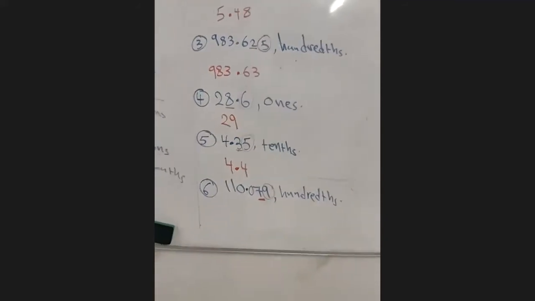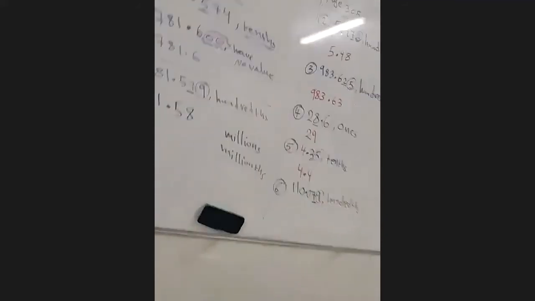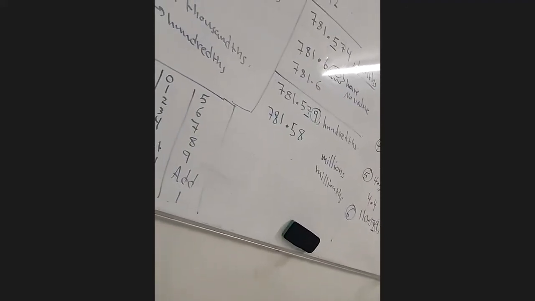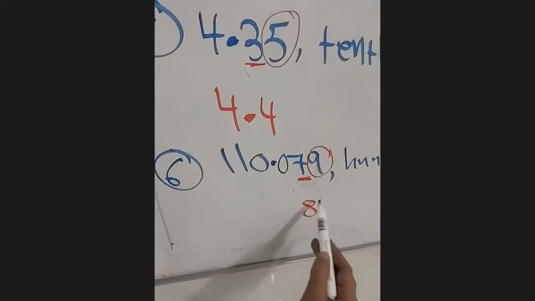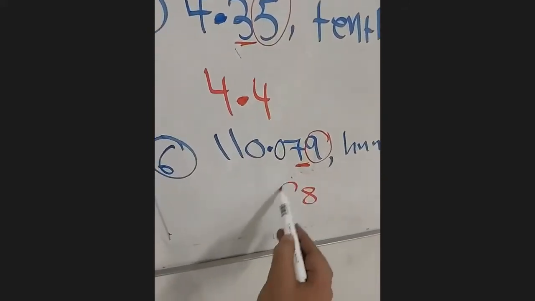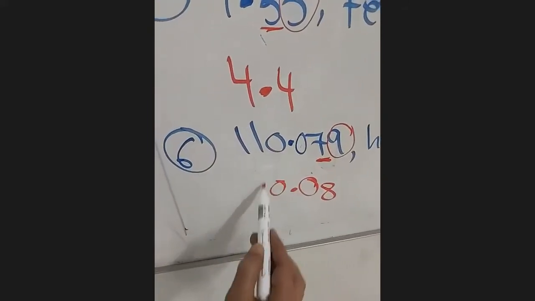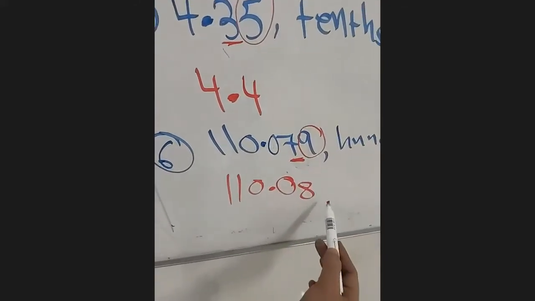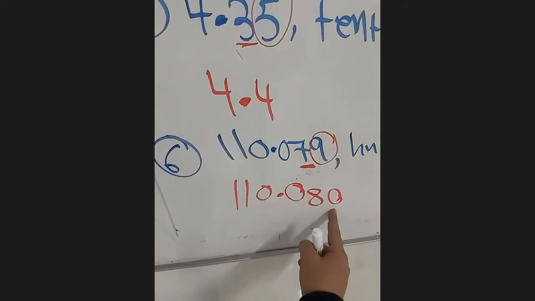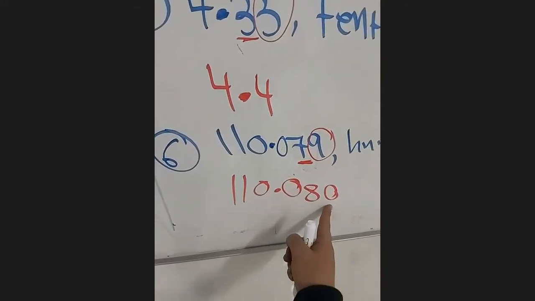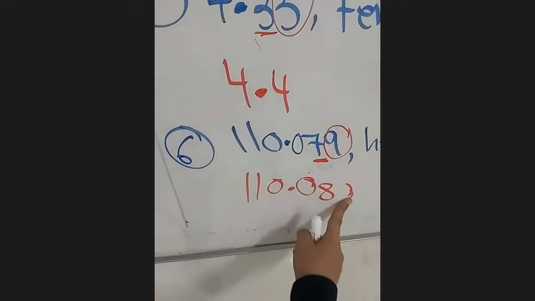Do we add 1 or we don't add? We will add 1. It will be what? The 7 will be 8. The previous digits will be the same, right? Yes. And the 9 will be what? 0. And this 0 has no value, so no need to write it.